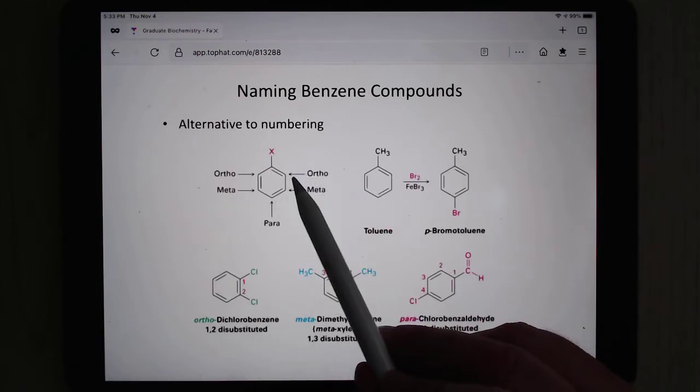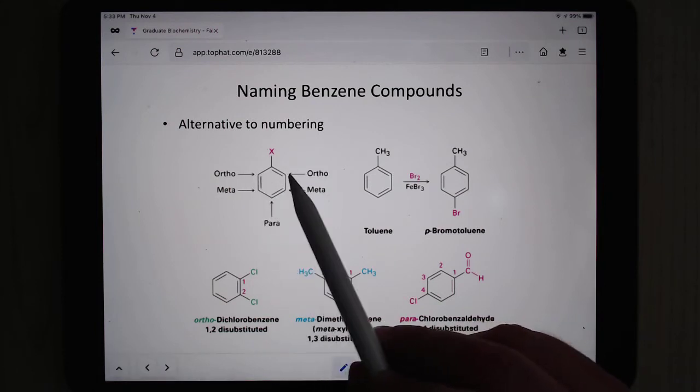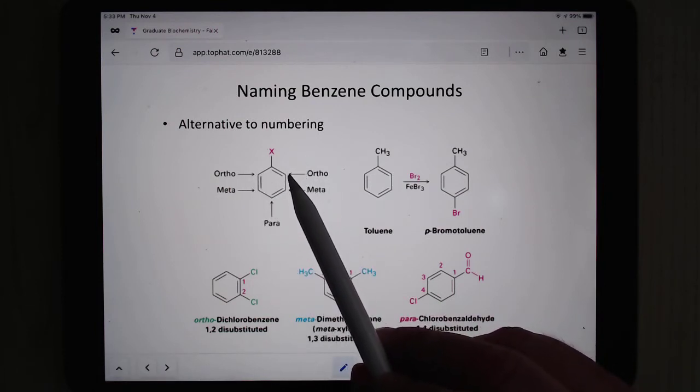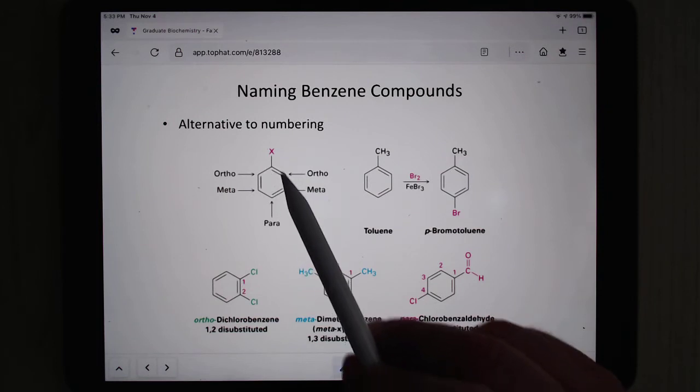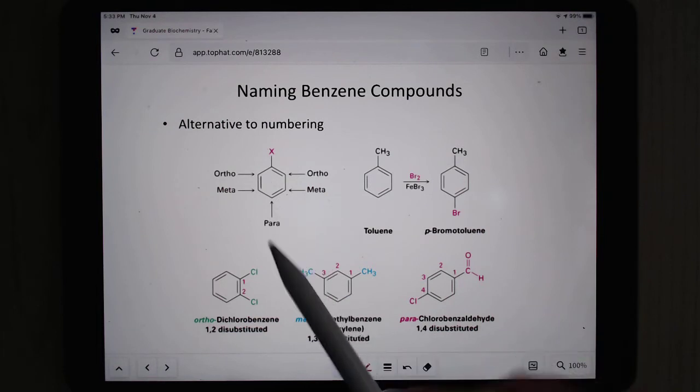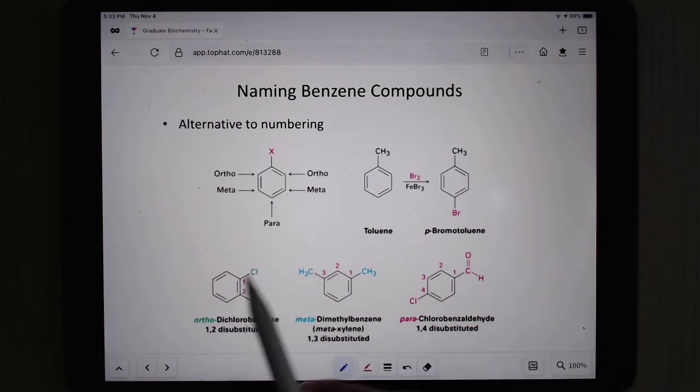So if you're right next door, in the neighbor, immediately adjacent to it, if the other group is right here, we call that the ortho orientation. If it's two away, it's the meta, and if it's across from it, it's the para. So if we take this carbon here to be the reference, the other chlorine is one away, adjacent to it. That would mean this would be an ortho orientation.